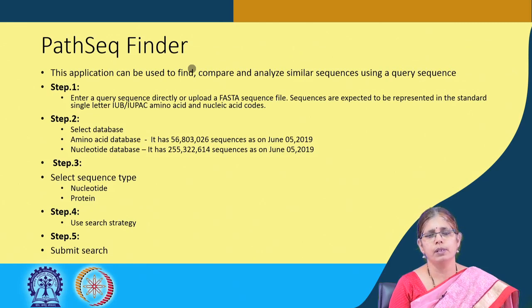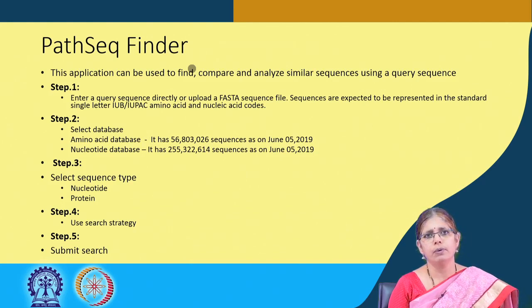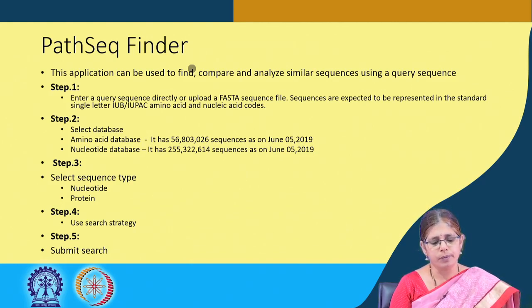The first option available is the query option, in which you either directly put in the sequence or upload a FASTA file, and sequences need to be represented in specific formats which are specified in the database. One can then select the specific type of database. Here you can either select the amino acid database or the nucleotide database. It is also important to keep in mind the updating of information available at each of these databases and the total list of sequences in the database.